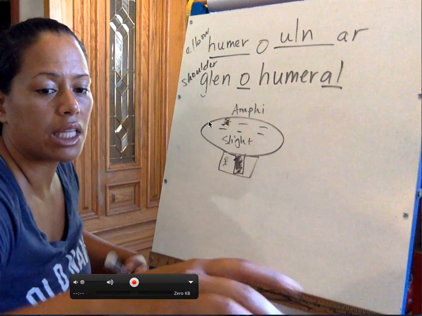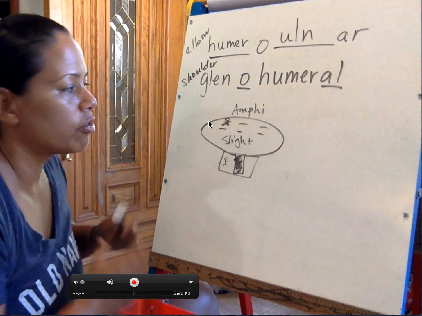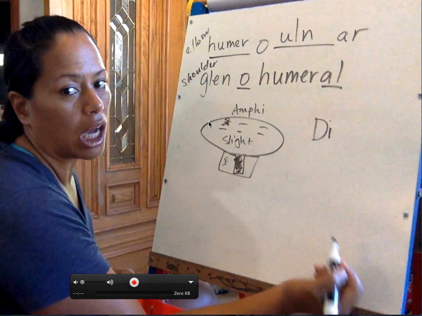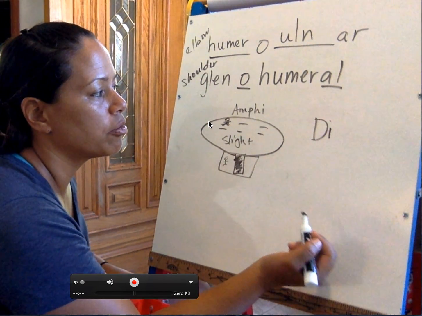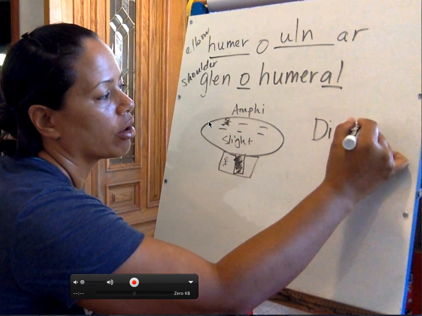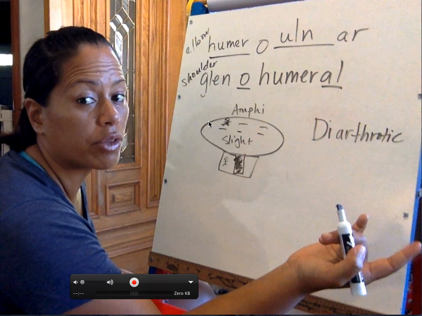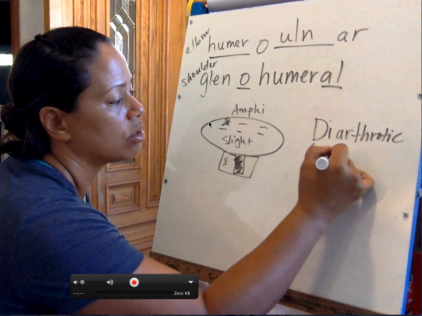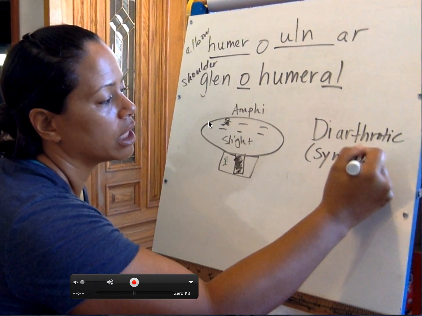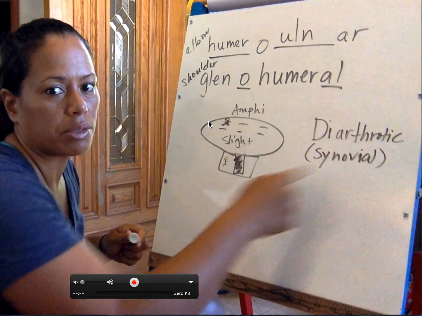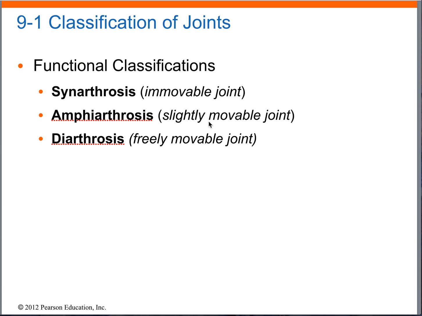Test on. And then the last one, freely movable joints. I am free until I die, right? So freely movable joints are also known as diarthrotic joints. And these diarthrotic joints have synovial fluid, so they're also known as synovial joints. Synovial is an anatomical designation, but we're going to use synovial to be synonymous with diarthrotic.